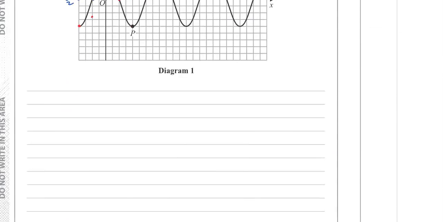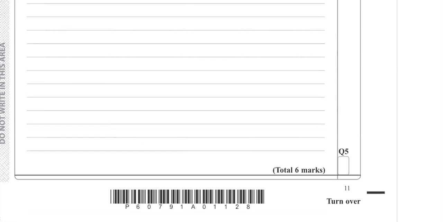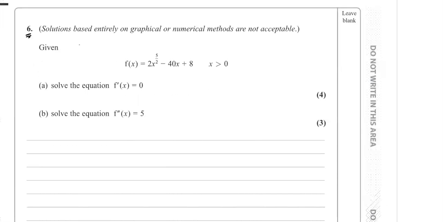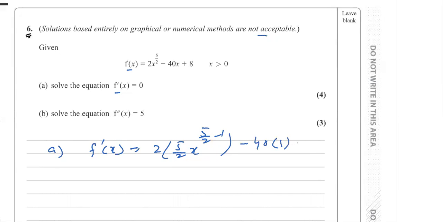Now let's move to the next question, which is also a pretty simple question. Solutions based on entirely graphical or numerical methods are not acceptable. f of x is given, you have to solve the equation f dash x equals 0. So first of all, we need to find the first derivative, f dash x. Use the power rule: 5 over 2 x to the power 1 minus, from the power, minus 40 into 1 plus 0. So f dash x will be equal to, 2 will cancel, 5x to the power 4 minus 40.